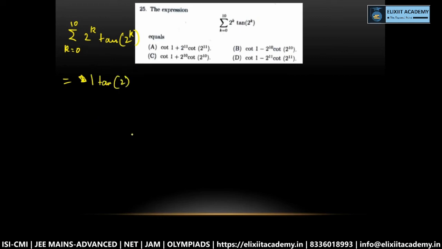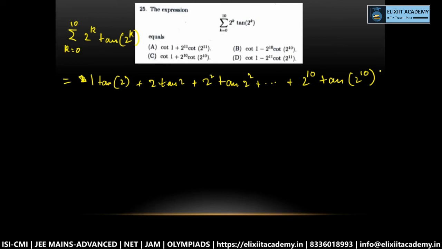If you break this summation, you will get 1 into tan 2, so that's tan 2 only, plus 2 to the power 1, tan 2 to the power 1, so that's 2 tan 2, plus 2 square, tan 2 square, and so on, up to 2 to the power 10, tan 2 to the power 10. Okay.